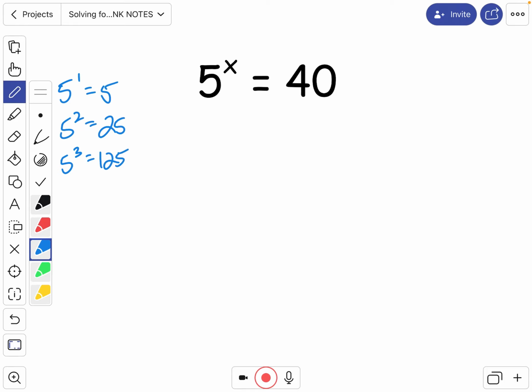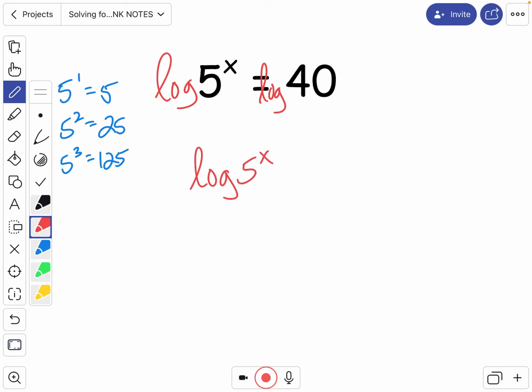Typically, most students will say, well, divide by 5 and you'll get 8, but that's not true. 5 to the 8th is much, much bigger than 40. So what we have to do instead is we're going to take the logarithm of both sides. And when we do that, we get log of 5 to the x, and it's always base 10 when you take log. You could do any base, but base 10 is what our calculator uses, equals log of 40.